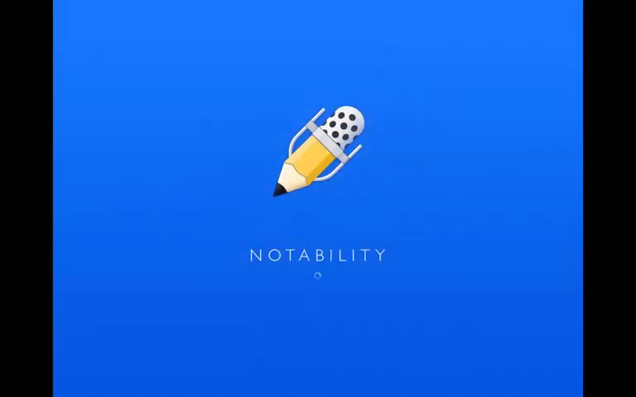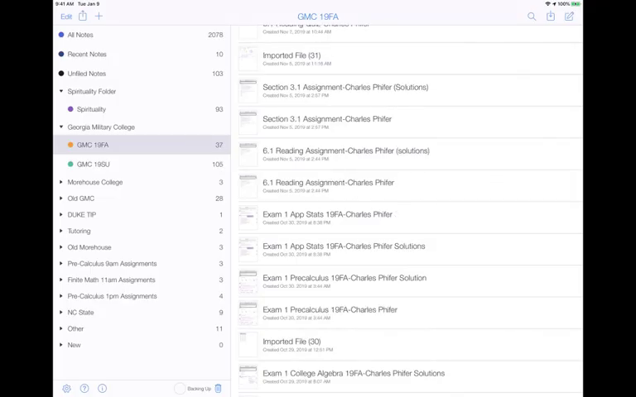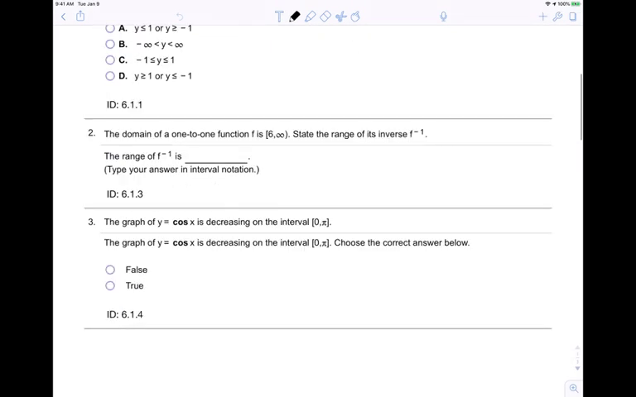Go ahead. So for number 2, it's at for domain. You're talking about the quiz I just passed out at the beginning of class? Yeah, it gives you the domain, but it tells you to state the range. You said number 2? Reading quiz. This one, right? It says the domain of a one-to-one function is 6 to infinity. State the range of its inverse. Right? So the 6 to infinity, that's the domain.